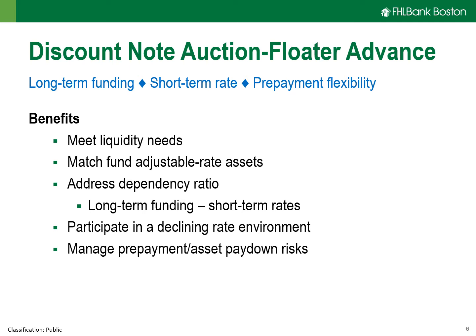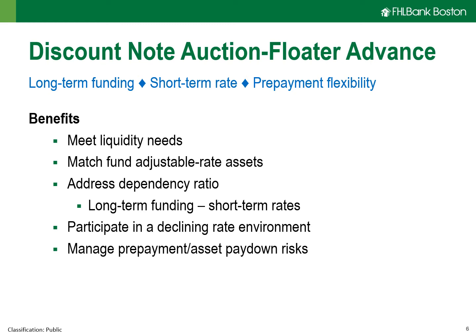So this product allows you the ability to address the interest rate risk component of these transactions. Address dependency ratio. You may need to show a long-term funding commitment on your balance sheet, and with the DNA floater, you can do that while still taking advantage of short-term rates. And that is a good segue into the next bullet point, which is participate in a declining rate environment. The Fed has been very upfront about their plans to keep short-term rates anchored. So pricing off the front end of the curve looks pretty attractive at the moment and maybe worth taking a look at.